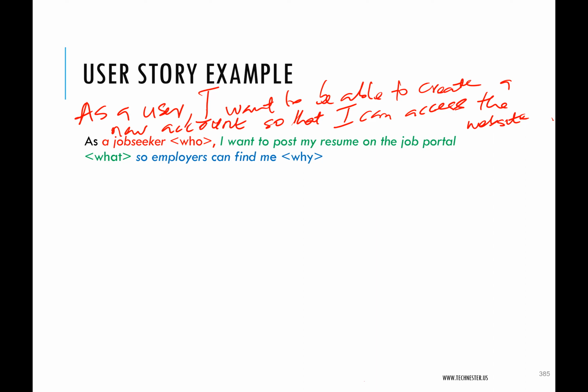As a user, I want to create a new account so that I can access the website. So the user has told you what he wants to do. Now, this is a simple user story. Let's think and see how we can apply the Gherkin format. Some of you have already thought of the solution. Some of us are already thinking. So please type it and post it in the chat.